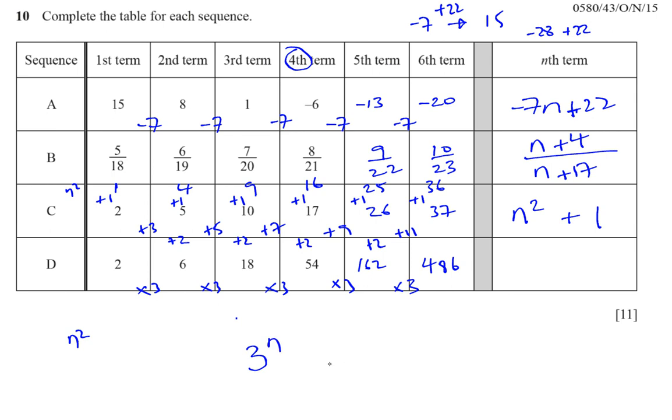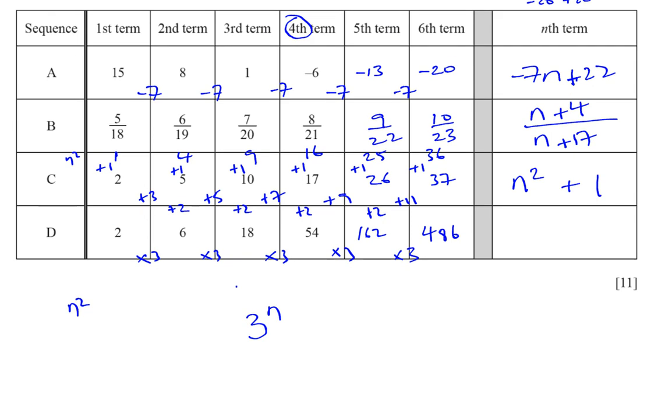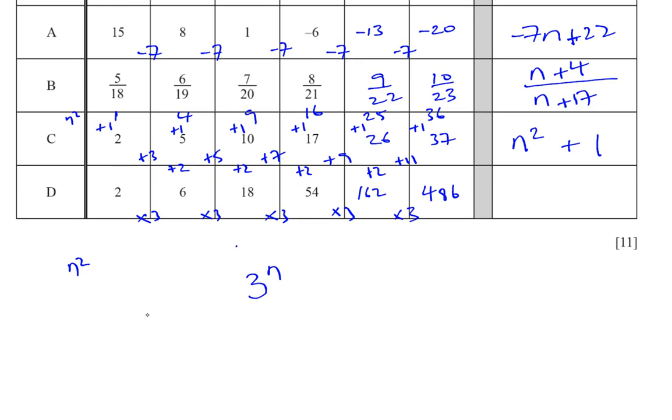Okay, so what I'm going to do now is I'm going to take the first term, which is 2, second term, which is 6, third term, which is 18, fourth term, which is 54, and so on. I'll just use those for now. And I'm going to write this as something to do with 3 to the power of some n.